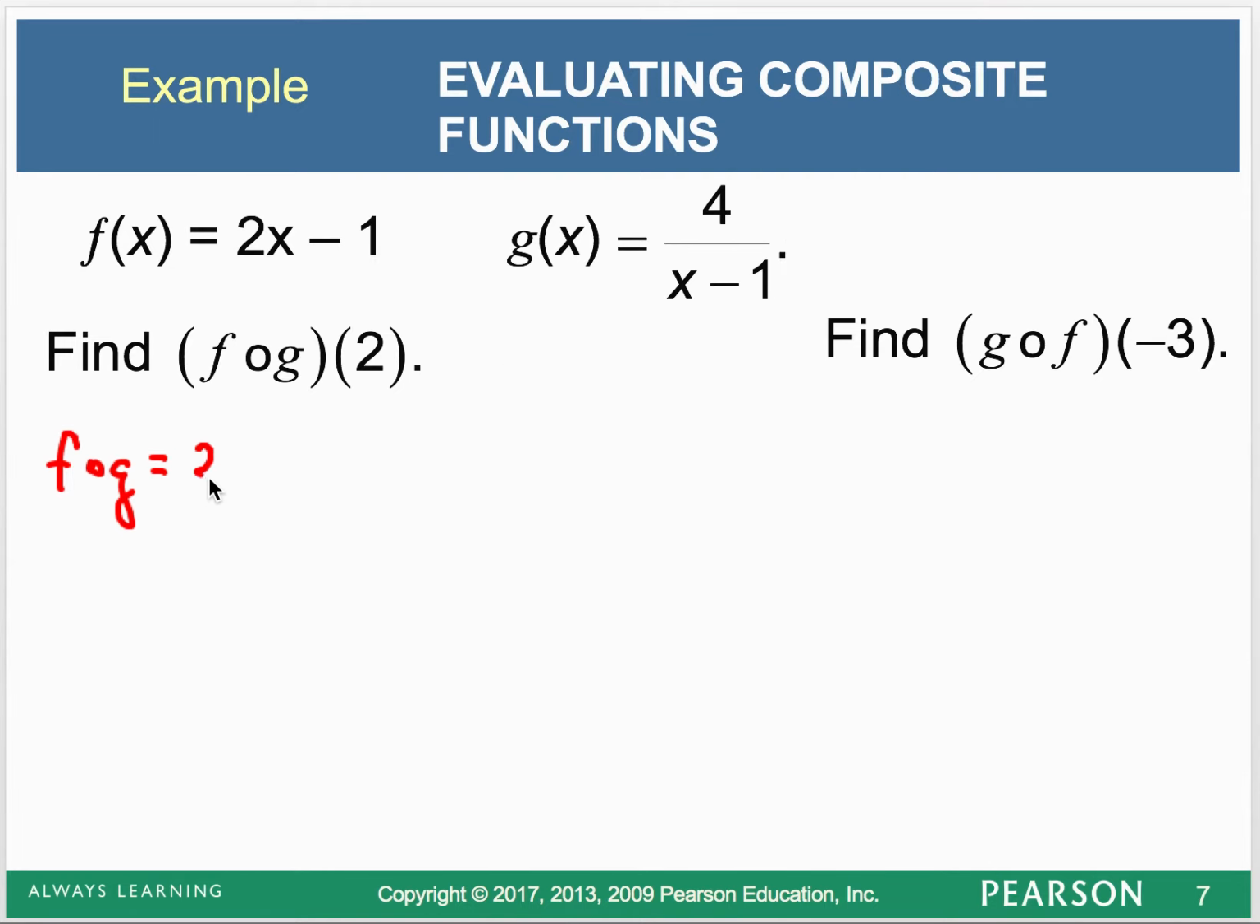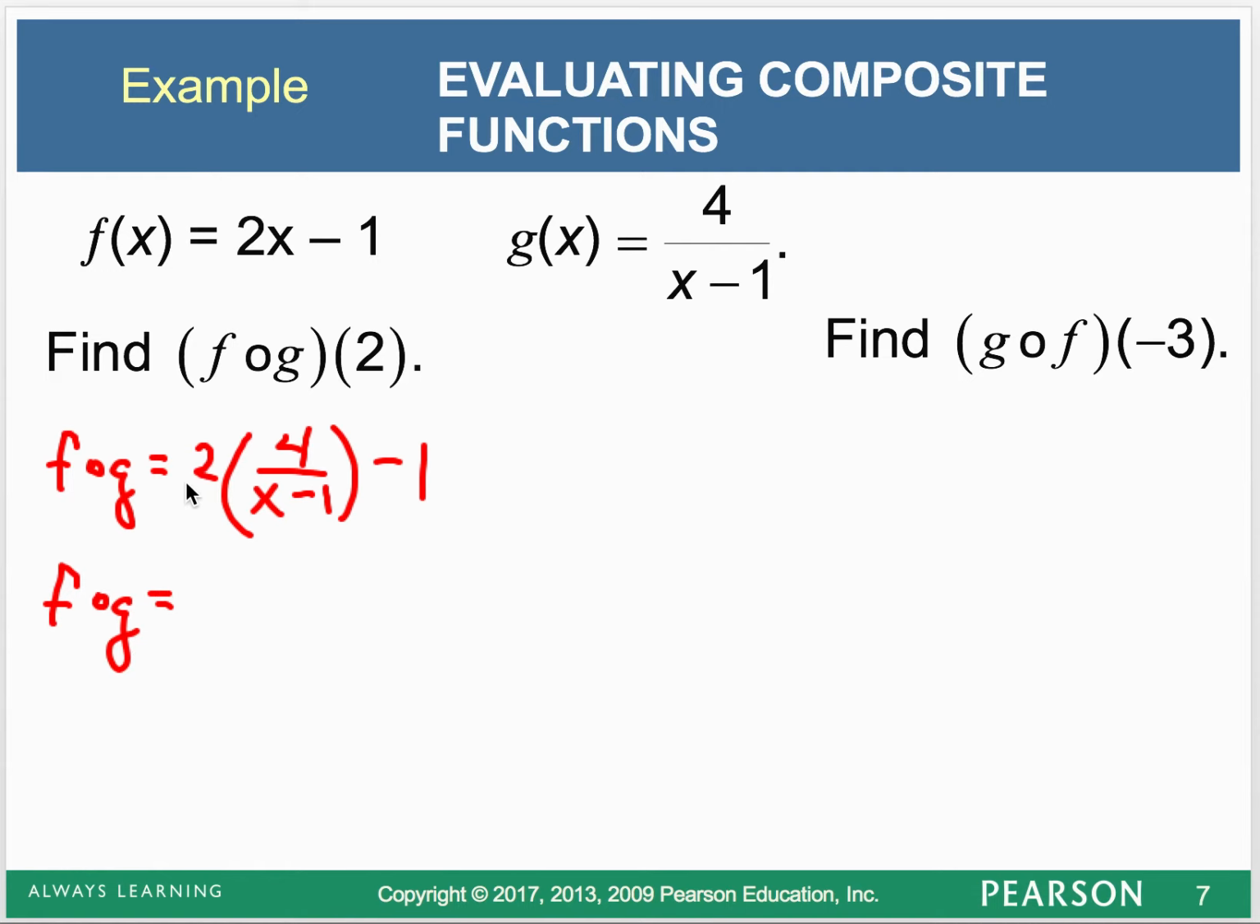So 2 times 4 over x minus 1, minus 1. There it is. That's f of g. Here's 2 times x, which is that, and then minus 1. Now, I need to simplify. Technically, if I'm plugging in numerals, I don't even have to simplify. I could just plug in and do the math, but just for practice here.